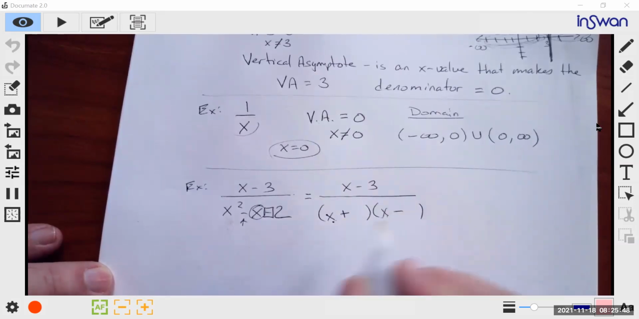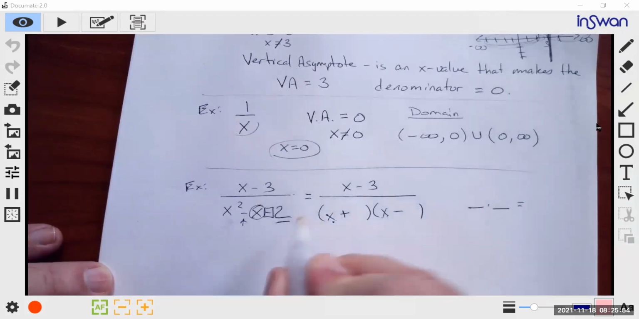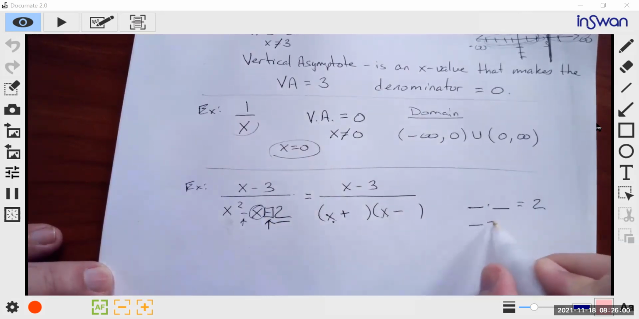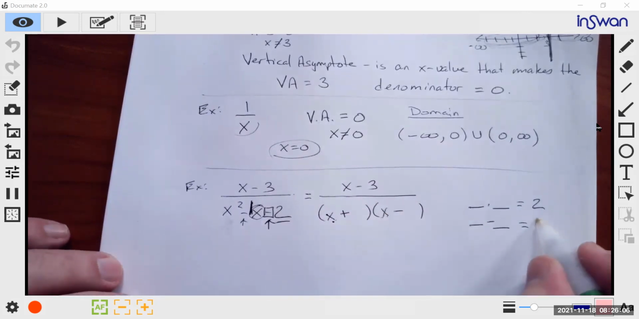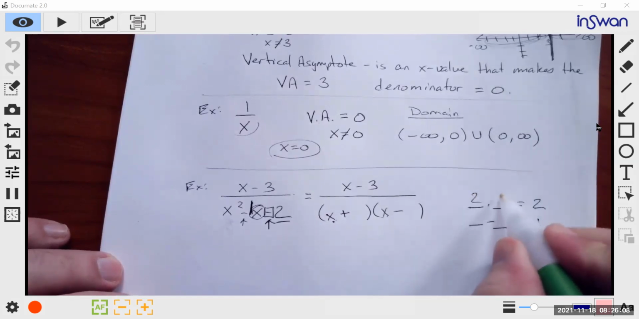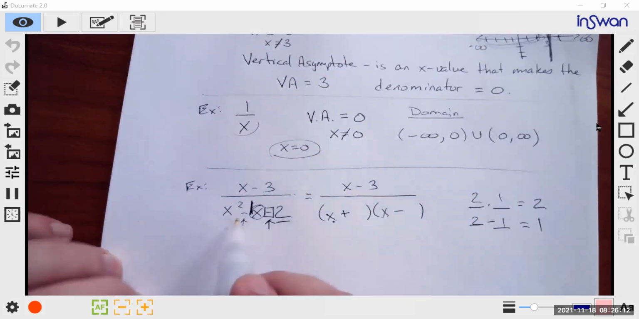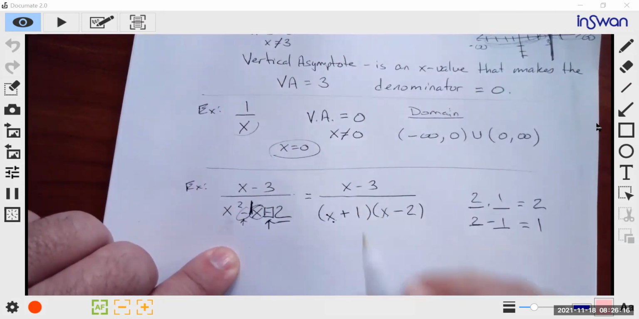So now we gotta figure out what numbers. What times what equals 2 when we subtract them? It equals the coefficient of the middle term, 1. Yep. 2 times 1, 2 minus 1. And since 2 is bigger, it gets the negative. So 2 goes there, 1 goes there.